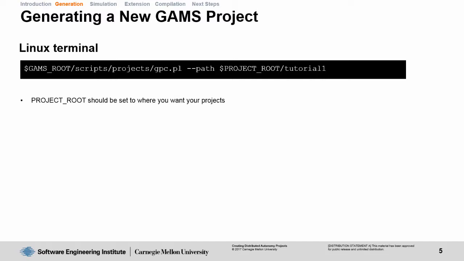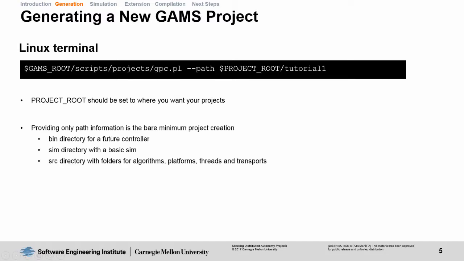All you have to do is call gpc.pl with any path, and in this case I called it project root/tutorial1, but you can put it anywhere, your home directory, inside of your own projects directory, anywhere you'd like to generate things. Providing only path information is the bare minimum project creation process. It'll generate a bin directory for your future controller, it'll generate a sim directory with a basic sim for VREP, and also source directories for algorithms, platforms, threads, and transports that you might add later.